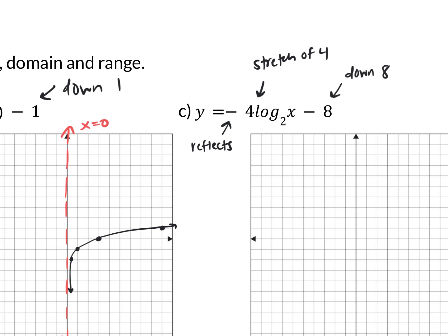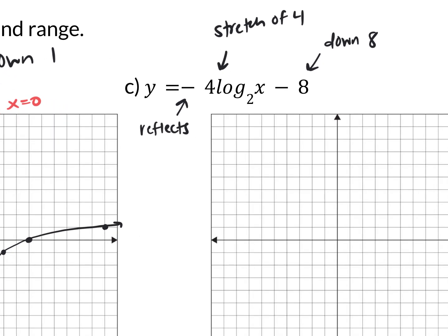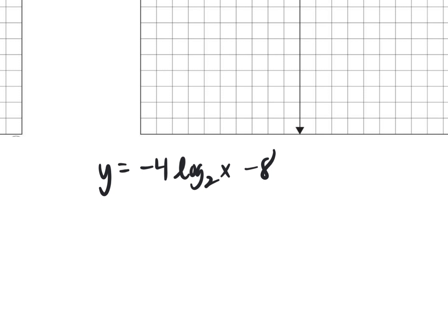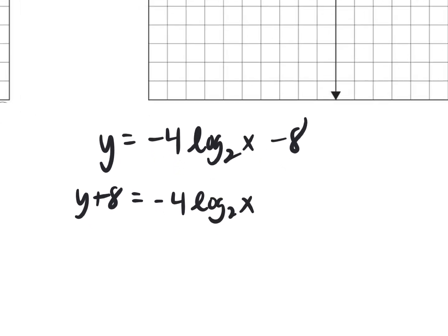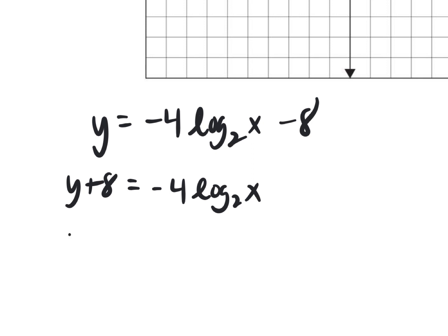So now before I can actually graph this, I do need to change it into an exponential. So I got to get rid of that -8. I'm going to write this down here because I feel like there's not enough space. So I'm going to rewrite this as -4. What am I going to do first? I got to add the 8 over, right? So this becomes y plus 8 on the left side. And now I've also got to get rid of my -4, so I'm going to divide by -4.